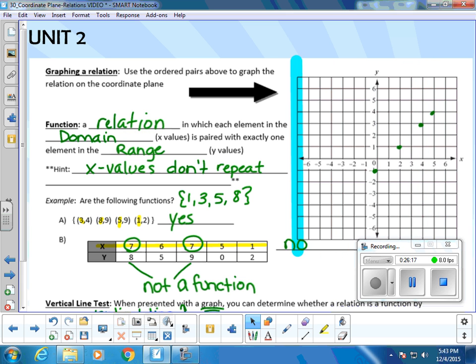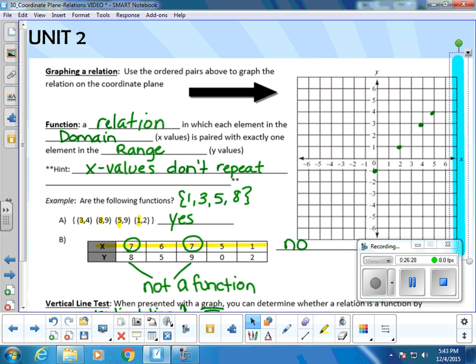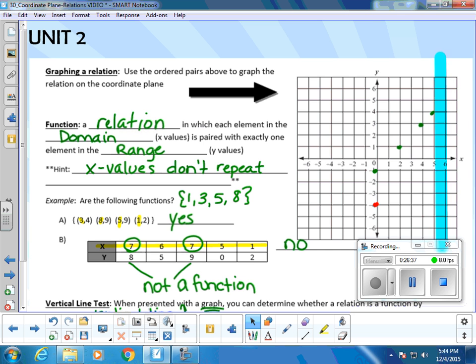So yes, the example up above is a function because this line only touches one dot each time. If I had another point right here, and I took that vertical line and passed, oops, I hit 2, I hit -1 and I hit -4 at the same time. That would not be a function, but that's not what we had. That was just an example of what it would look like.